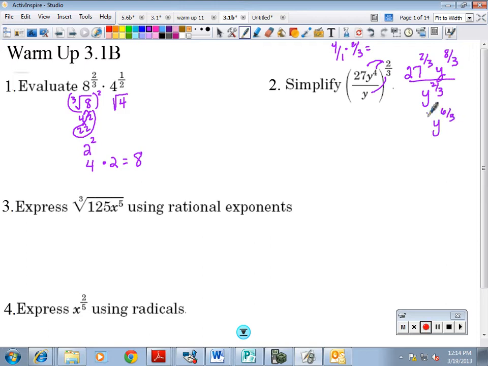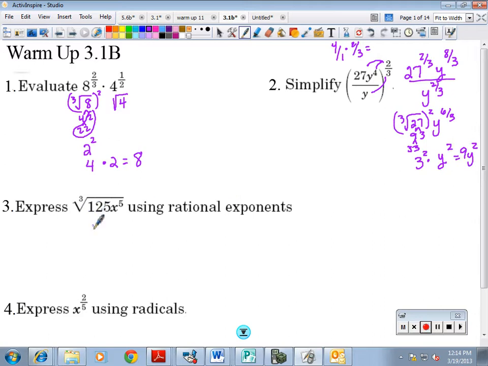And then I would need to break this down. That'd be the cube root of 27 squared. That's 9 and 3, 3 and 3. So that's the cube root of 3 times 3 times 3, which is just 3 squared, times y to the 6/3. 6 divided by 3 is 2. So it would just be 9y squared.